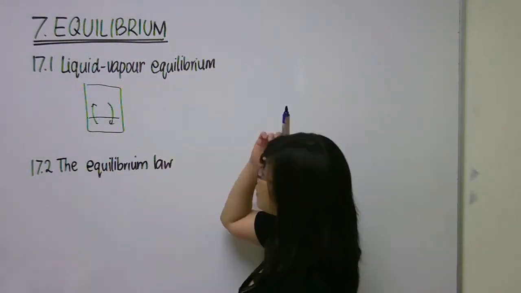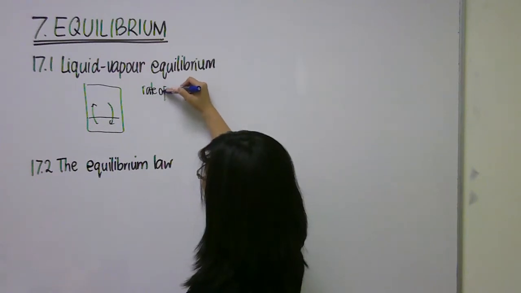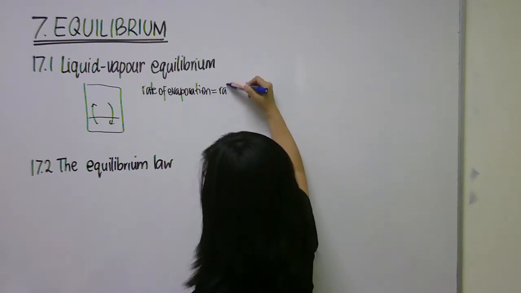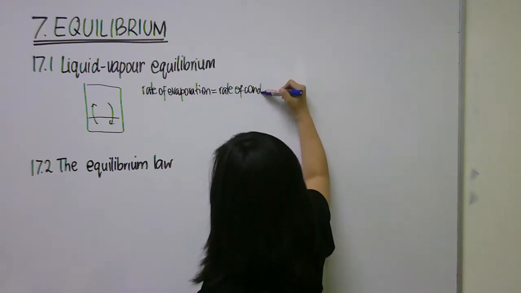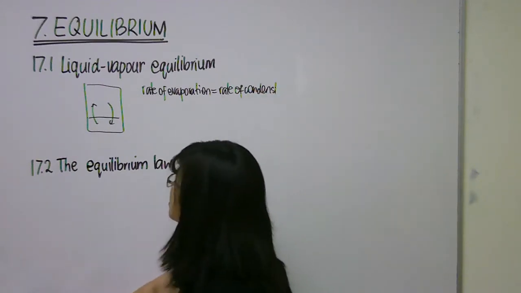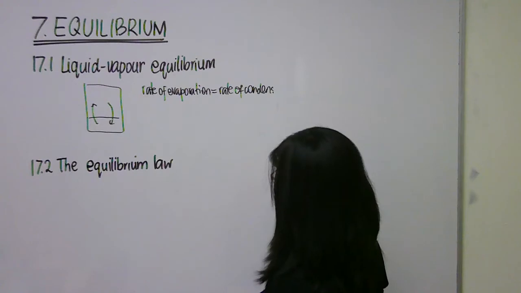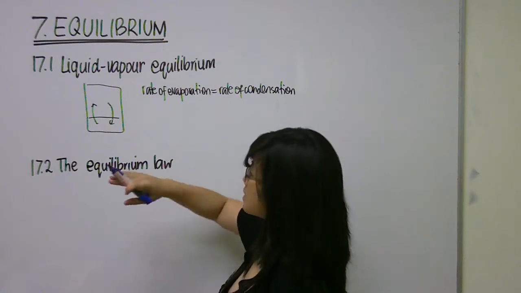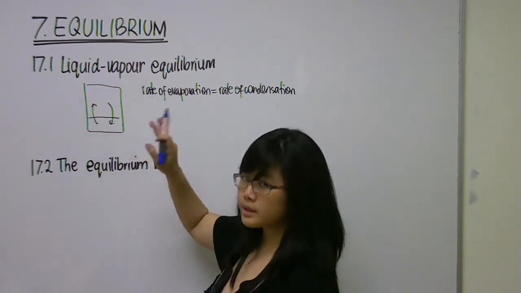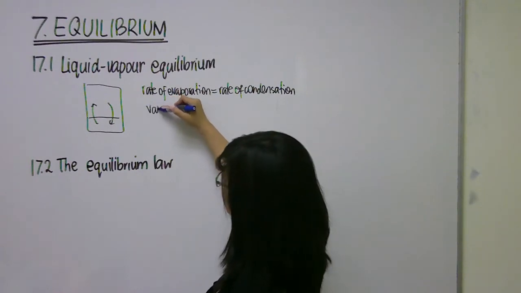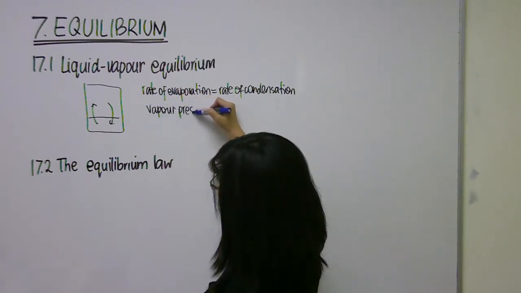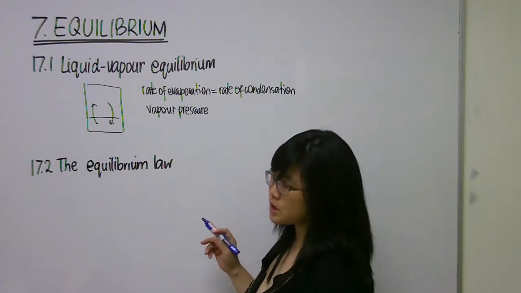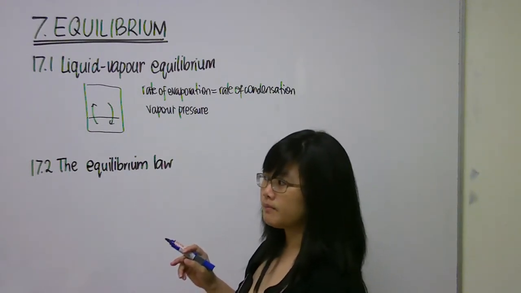So at equilibrium, the rate of evaporation will be equal to the rate of condensation. And the pressure exerted by the gaseous molecules at this point of equilibrium is what we call the vapor pressure.